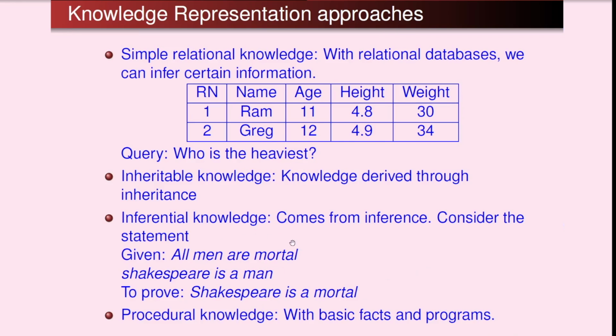Now, this is a type of inferential knowledge, because from these two statements, nowhere is it said that Shakespeare is a mortal. So, we have to take Shakespeare here and mortal here. This is the inferential knowledge that is coming into play. And the other type of knowledge is procedural knowledge. Procedural knowledge is a set of steps that has to be done, for example, in experiments. Experiments will have how to do certain things, that is the procedural knowledge, with some basic facts on how to do it.